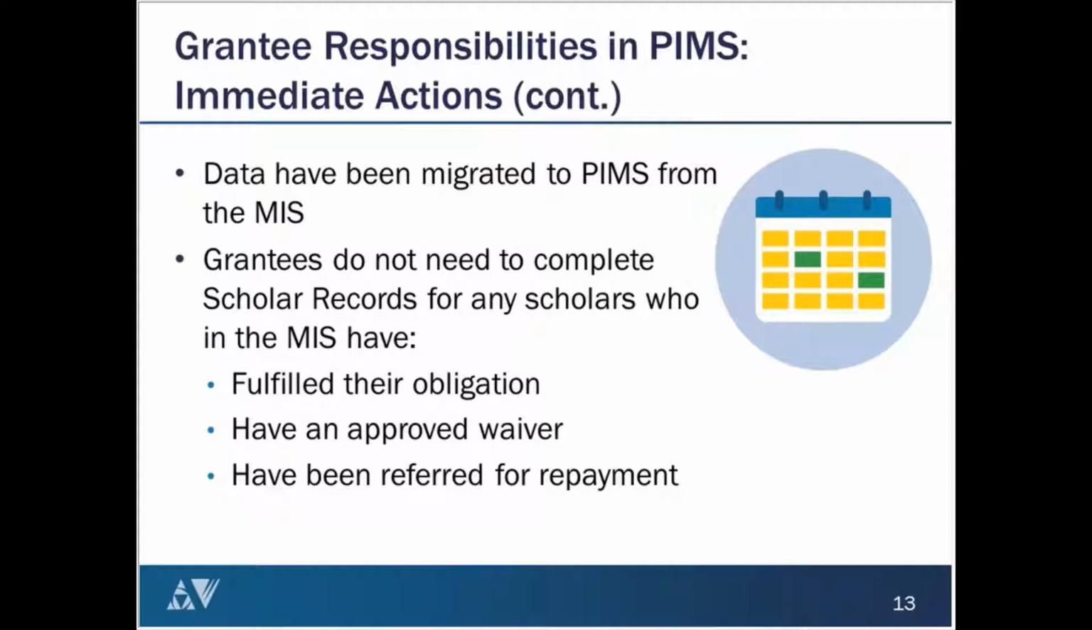So as I mentioned earlier, we have migrated the data from the MIS system to PIMS. So there will be certainly information within each scholar record that you simply will need to review and confirm its accuracy. And in addition, scholars who have either fulfilled their obligation, already have an approved waiver, or have been referred for payment, you do not have to worry about updating their scholar record and processing that during this initial phase. So that is not something that you as grantees need to worry about. It is simply those that have not yet completed their payback obligation within the system.